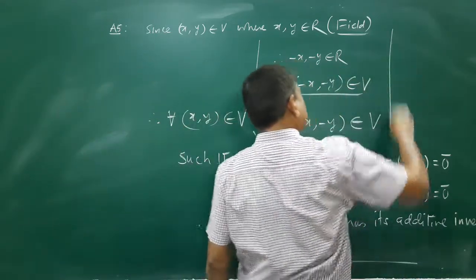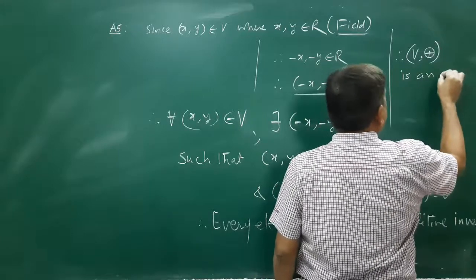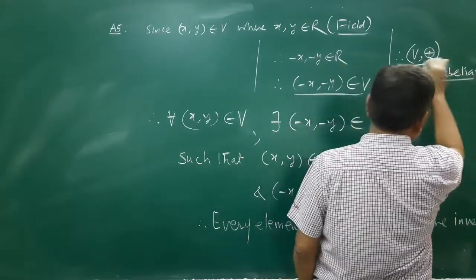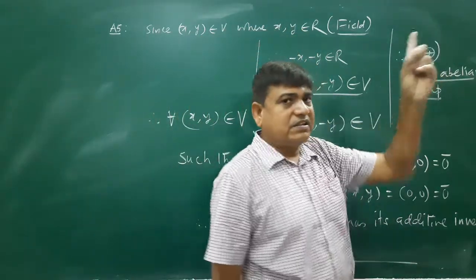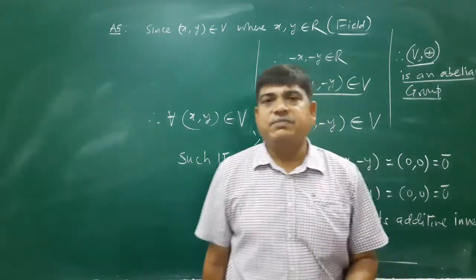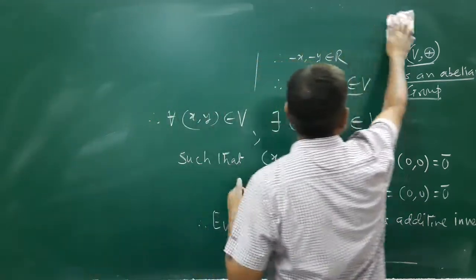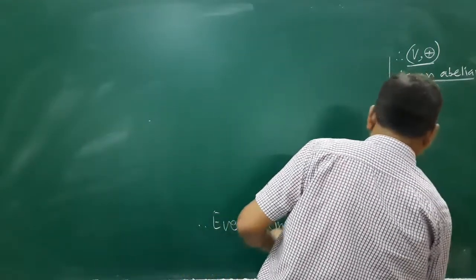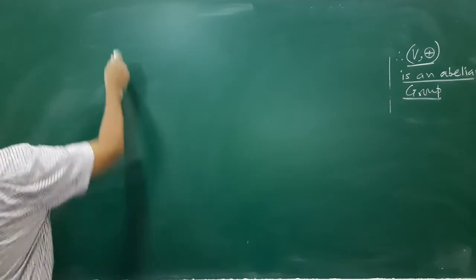So, therefore, V is an abelian group. First 5 properties: closed, associativity, identity, inverse, and commutative property. Okay. Next part.